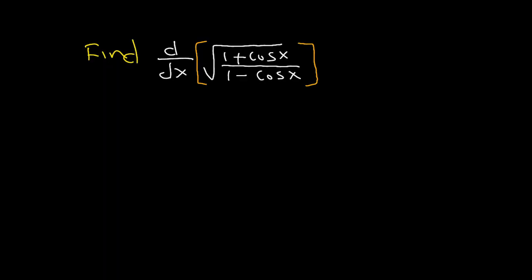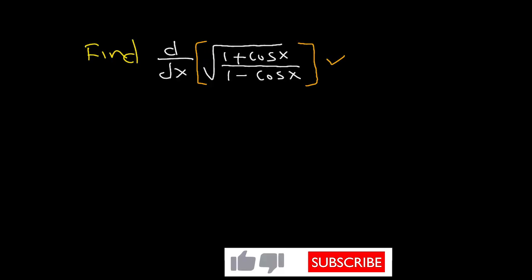This is the question we have, and we are told to find the derivative of this function: the square root of (1 plus cos x) over (1 minus cos x). Let's use a trig identity to solve this question. That is faster.